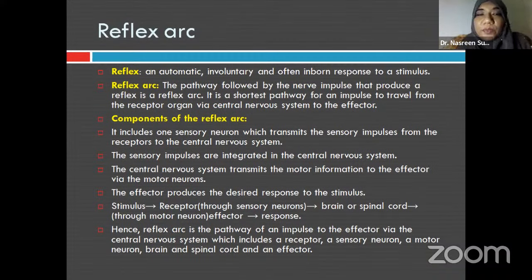Now coming to the next important thing of your spinal cord, that is reflex arc. Many times this question is asked. What do you mean by reflex? What do you mean by reflex arc? Mention the components of the reflex arc. So if you have a brief idea about reflex arc, definitely you can answer this question.